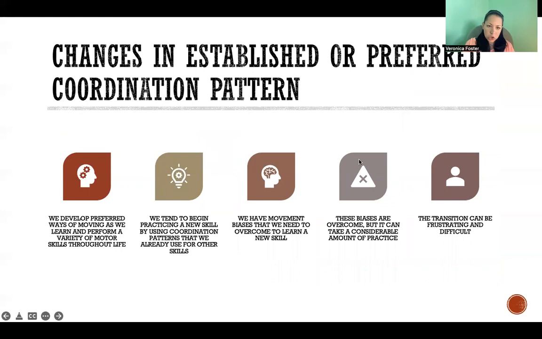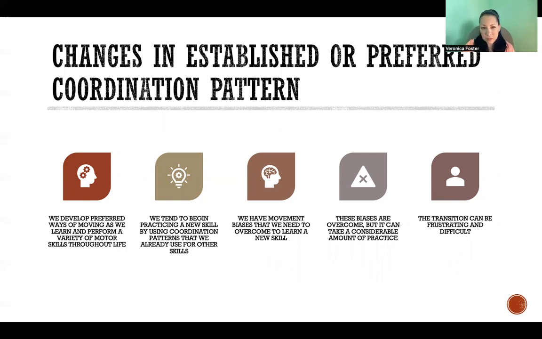Changes in established or preferred coordination patterns. Throughout life, we are learning so many different motor skills, and it's things we don't even think about, things like walking and running and picking up a glass of water off the table, and all of these different motor skills that we learn over our lifetime. So we come up with preferred ways of moving based on the different motor skills that we have already in place. When we're learning a new skill, we tend to start by using motor coordination patterns that we already have in place from other skills.